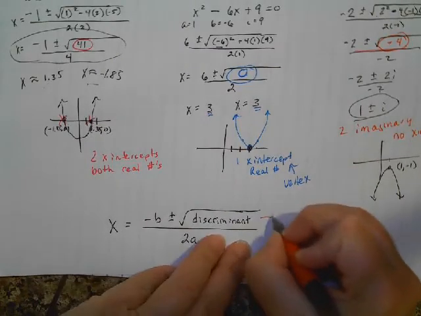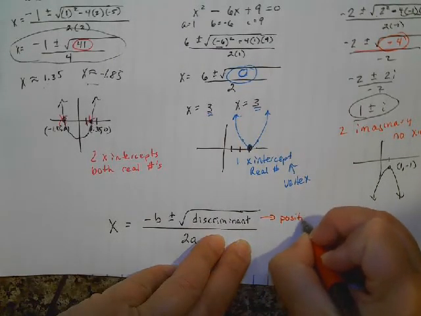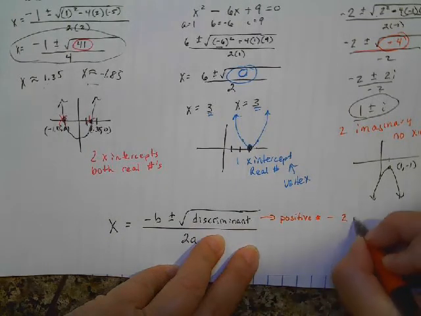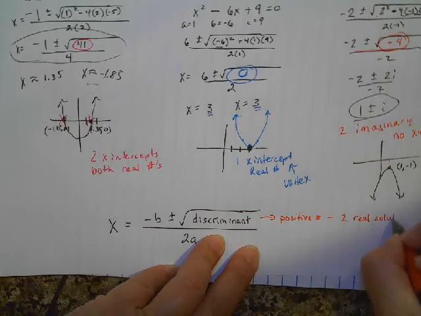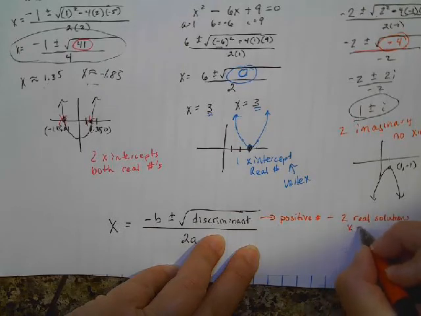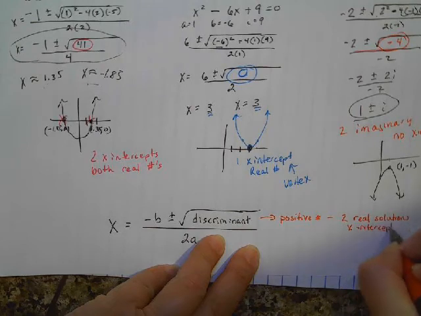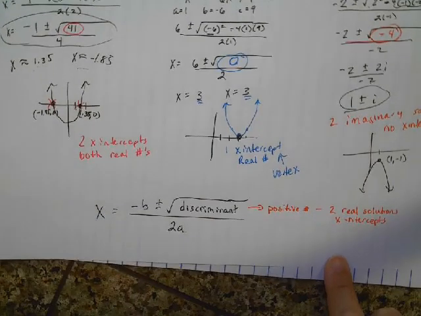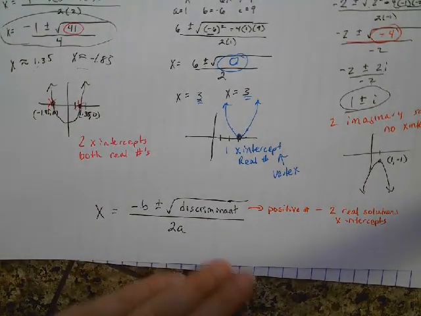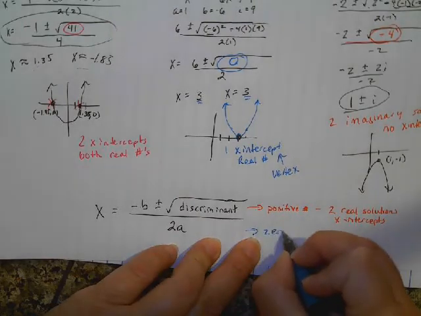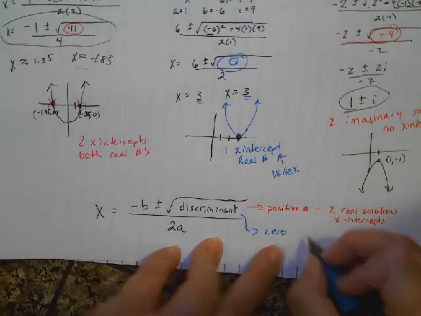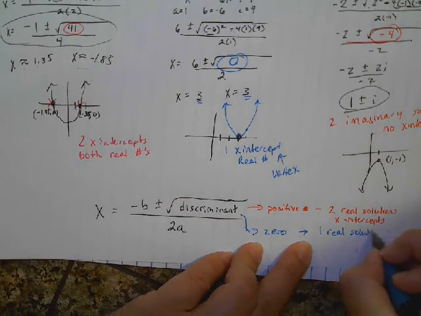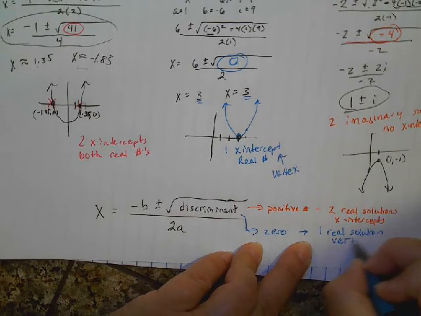If this discriminant is a positive number, then that means we're going to have two real solutions, and they are going to be the x-intercepts. So if that number is positive, we're going to have two real solutions, and they're going to be the x-intercepts. If this number is 0, if the discriminant is 0, that means we're going to have one real solution, and that real solution is going to be the vertex.